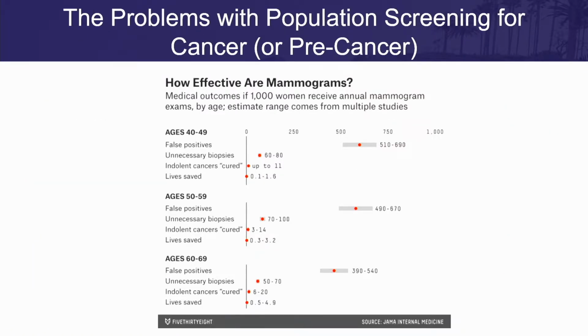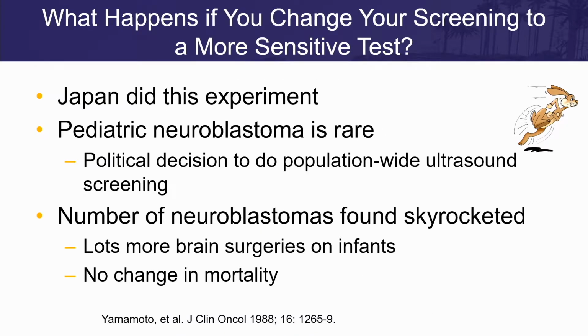So taking the example to mammograms and breast cancer, it's remarkable. The younger women get, the more false positives they get, the more unnecessary biopsies, and the more indolent cancers that are, quote, cured. The relatively few lives saved from mammograms. And so it becomes, what happens if you change your screening to a more sensitive test? And this is essentially what we've done by going with chromoendoscopy. Japan actually did this experiment on a population level.